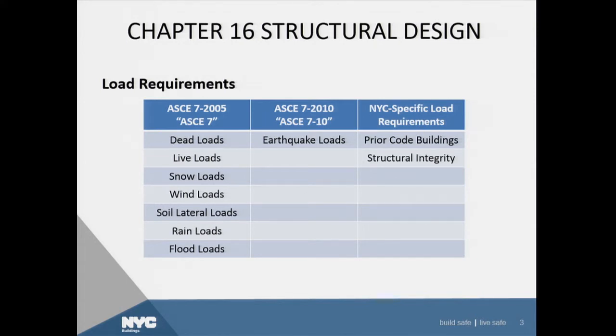And then, of course, we have our New York City specific requirements. The prior code buildings that James mentioned are in Chapter 16, so all of those special provisions for prior code buildings are located in Chapter 16, and the structural integrity design requirements, which were New York City specific design improvements based on other national standards for structural integrity and progressive collapse prevention, are New York City specific as far as building codes are concerned, and they're also in Chapter 16. There are some sprinkled throughout the other chapters as well, but the primary ones are in 16.